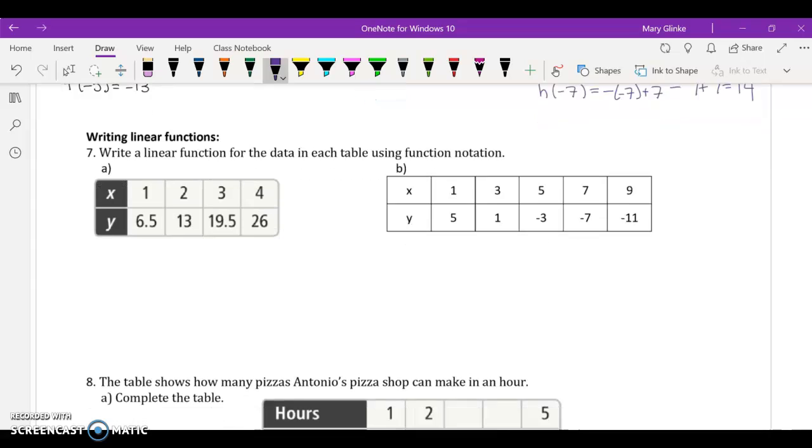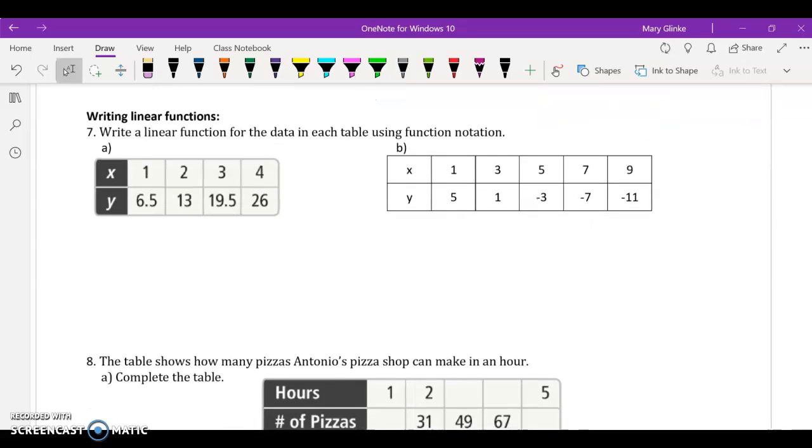We also can write linear functions using our function notation. So looking at this, in order to write it as a linear function, these ones are going to be in slope-intercept form. So it's going to be f of x equals mx plus b form. This is using function notation. So we need to find our slope and we need to find our y-intercept.